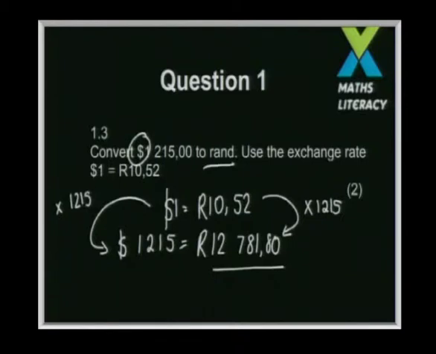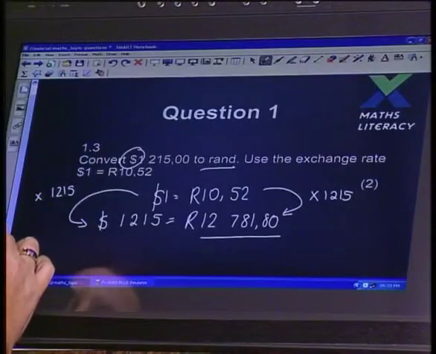Is that reasonable? Yes, because for every $1 we have 10 rand. So if I had 1,215, if I times that by 10, it should be 12,000 and something. So that's a reasonable answer. So we know that we're on the right track. Right, let's go on to question 1.4.